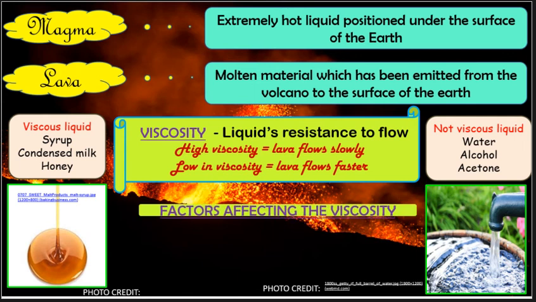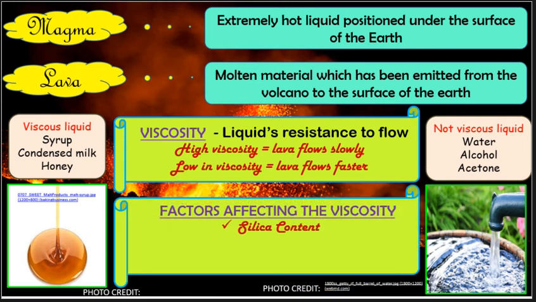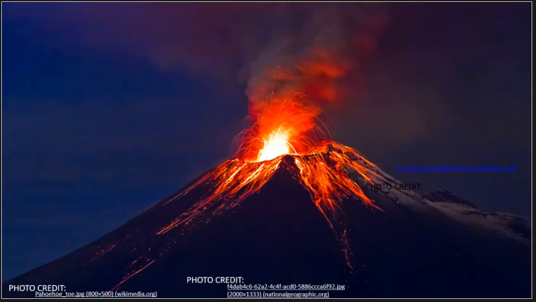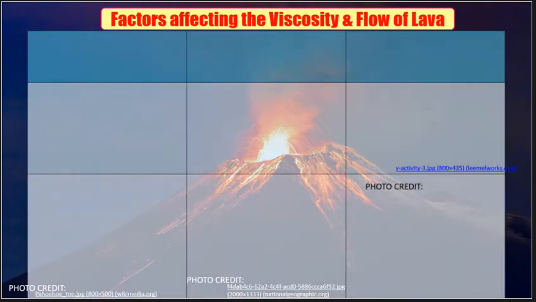You know what? There are some factors that affect the viscosity. First in line is the silica content of the lava, then the temperature of the lava, and the amount of gas contained by a lava. And for you to understand these factors further, let us see the next slide. Let us now enumerate the factors affecting the flow of lava.